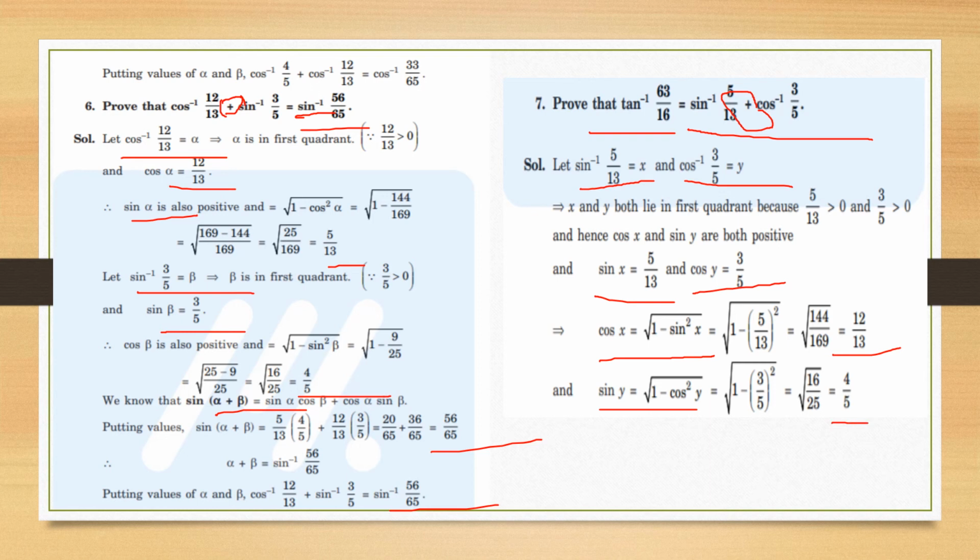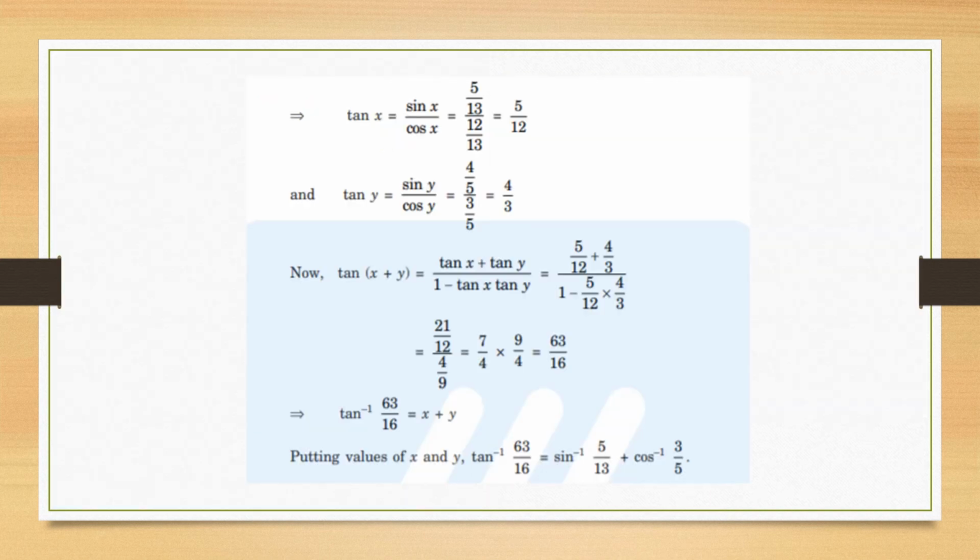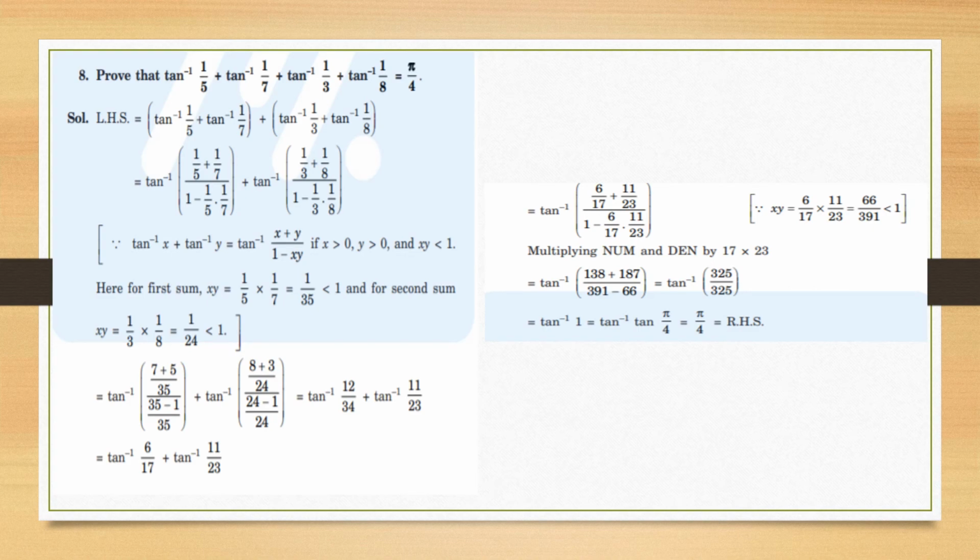Now I'll go for tan. Tan x is sin x upon cos x, which is 5/12. Tan y is sin y upon cos y, which is 4/3. Now put it in the formula of tan(x plus y), and I'll get the answer as 63/16. So tan inverse 63/16 is x plus y; re-put the values of x and y, and this is the desired result.